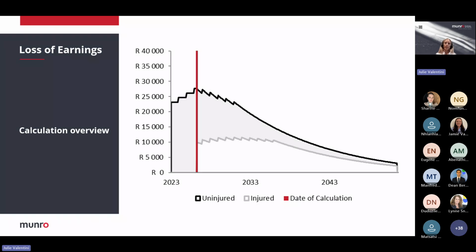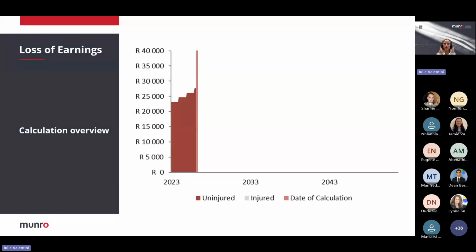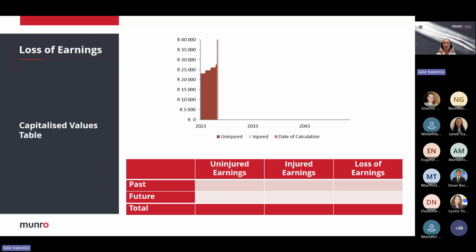So let's first look at the past uninjured period. And that is really that part of the graph. Okay, we create a little table that I've shown below there, where we actually complete these four blocks. We work them out. Okay, so in this case, the uninjured earnings, we can add up the uninjured earnings in every month from the date of accident to date of calculation, and I've just put a dummy value in there. Let's say that worked out to 700,000.